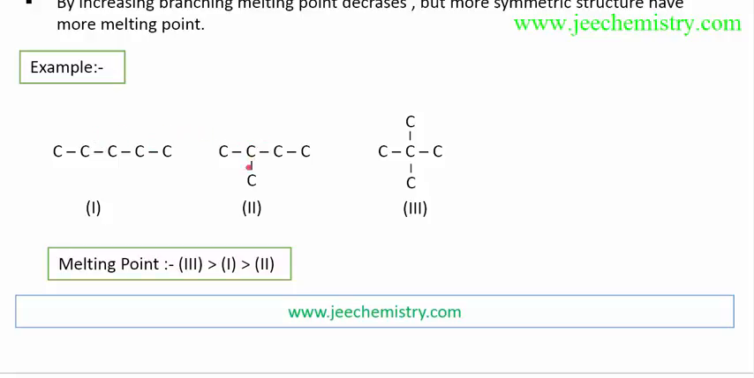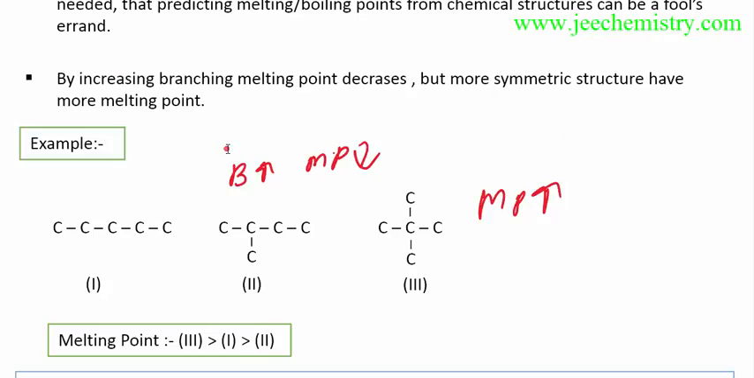Then the melting point decreases. If the branching increases, the melting point decreases. But for better packing, the melting point is higher. So this needs to be taken care of. That's why the third will have a higher melting point than the first, then the second. This needs to be remembered: for better packing, the melting point will be higher.